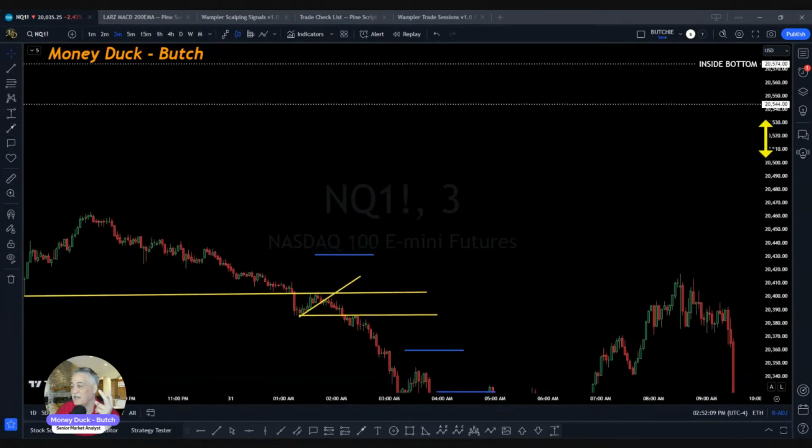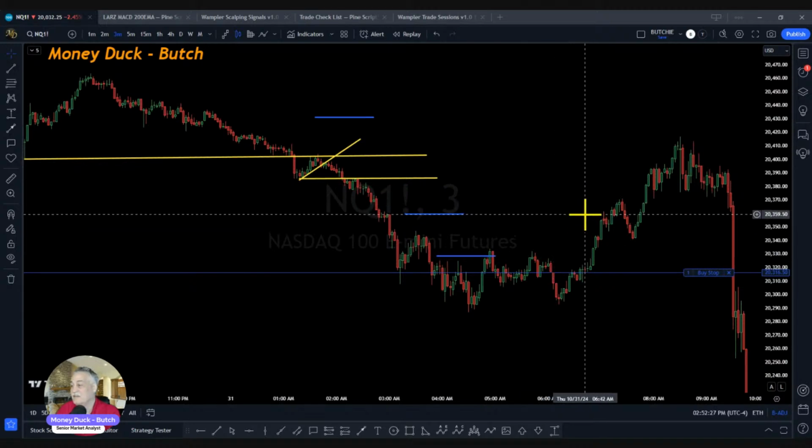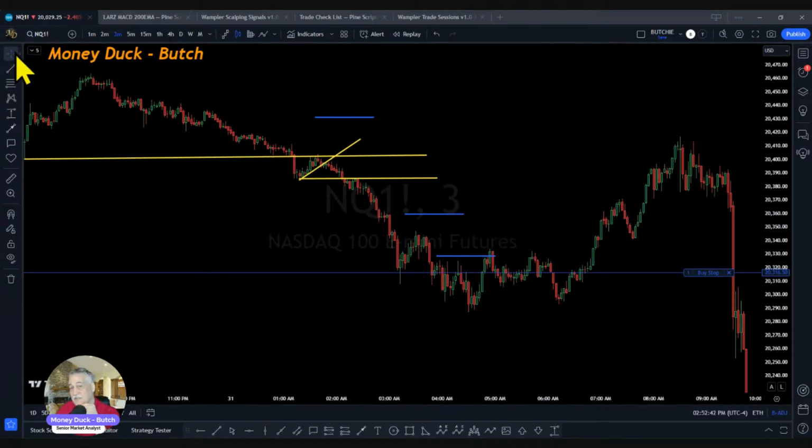The guy here that trails his stop aggressively, he got stopped out at 20,328.50. That's where he got stopped out at. I think that's a good runner. This guy here, he got stopped out at 20,359.50. He was giving it room. I can't fault that trader for giving room. Still had a good trade. Still had a good runner.